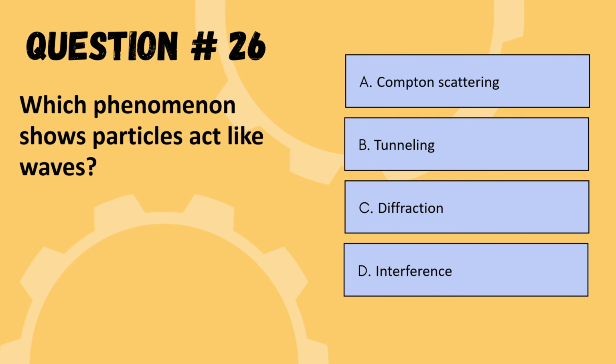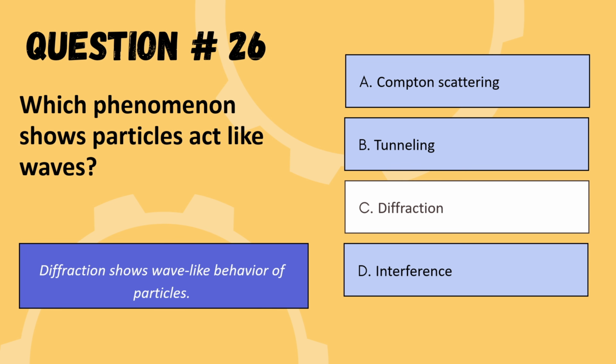Next question is which phenomenon shows particles act like waves? Options are Compton scattering, tunneling, diffraction, or interference. So the correct option is option C, diffraction. So we are moving to the next question.